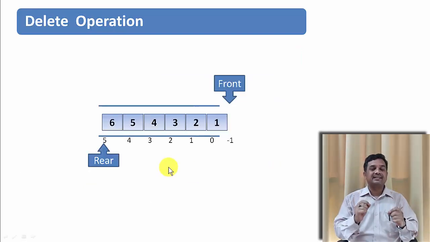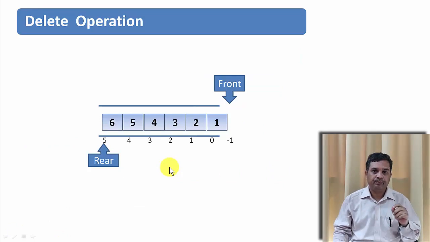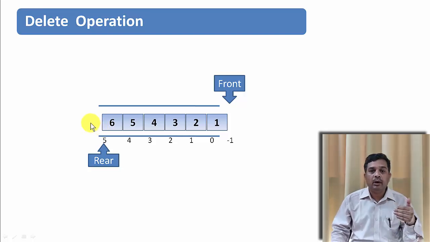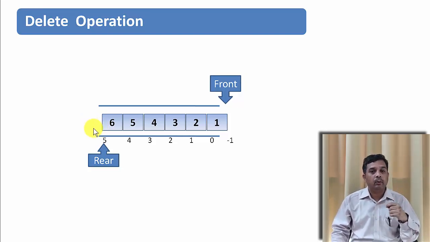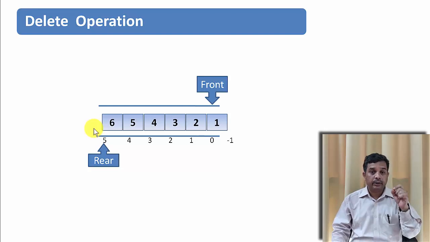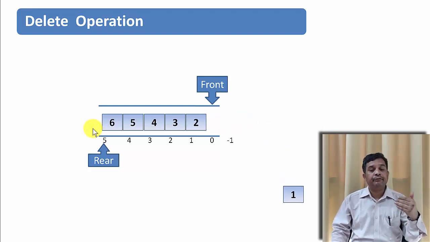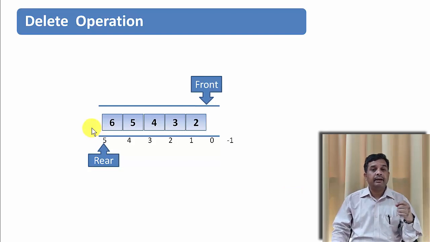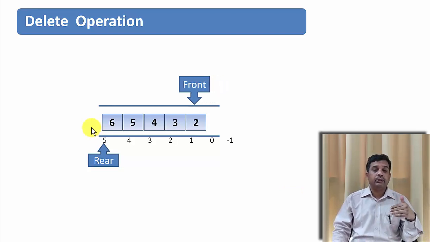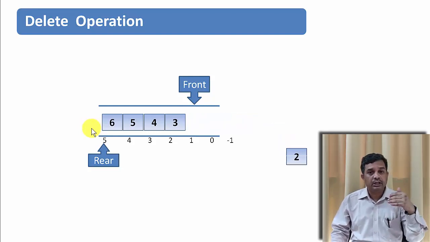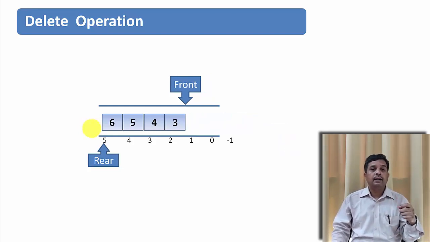Now let us try to understand how the delete operation works. Now front is pointing to -1, rear is pointing to 5. So while deleting, we'll increment the front by 1 and delete the front location. Again, for the next element, front will be incremented by 1 and whatever element is present at this location, we are going to delete it.